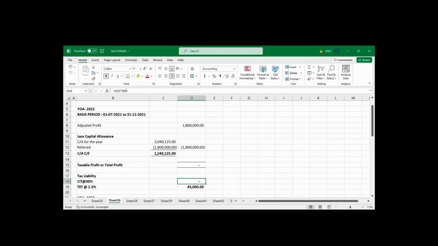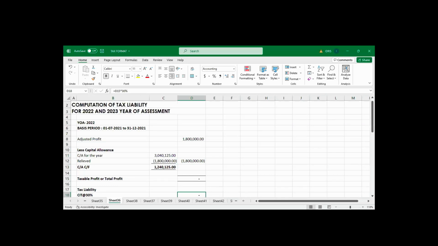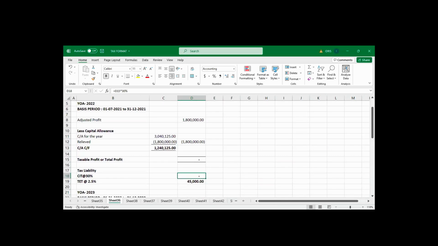Sir, please, which one is assessable profit? Adjusted profit is assessable profit. Okay. Thank you, sir. Okay, you're welcome. So we don't have any total profit here. So our CIT, nil, 0. Do you agree with me?